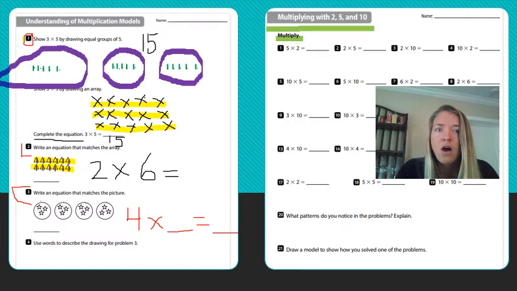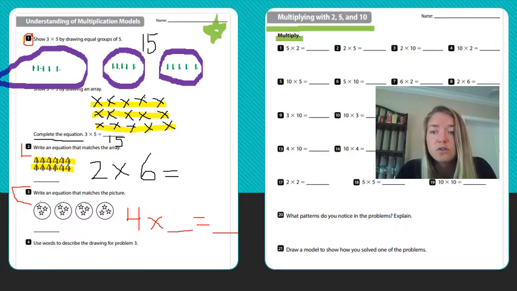Over on this first page over here, we went over 2 strategies, 2 drawings that can help you solve multiplication problems. You can use arrays with equal rows and columns, or you can use equal groups. So I want you to choose one of those strategies, or you can mix it up to help you solve these problems. If you're not sure by skip counting, you can use pictures to draw to help you solve.